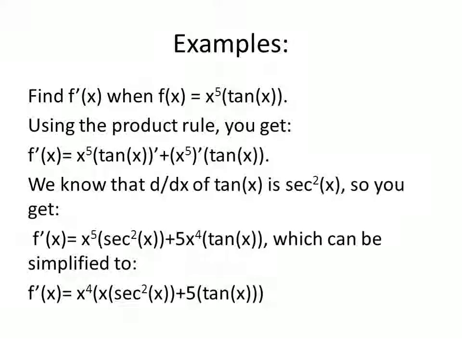Then we know that the derivative of tangent x is secant squared x, and the derivative of x to the 5 is 5x to the 4. So we get f prime of x equals x to the 5 times secant squared x plus 5x to the 4 times tangent of x, which can be simplified to f prime of x equals x to the 4 times, in parentheses, x times secant squared x plus 5 times tangent x. So that's a good problem where we have to use the derivatives of trig functions.